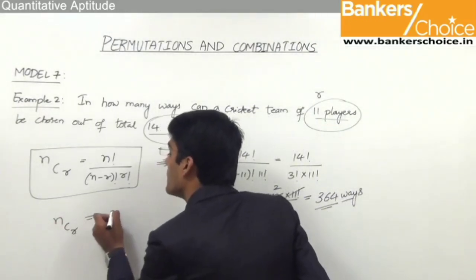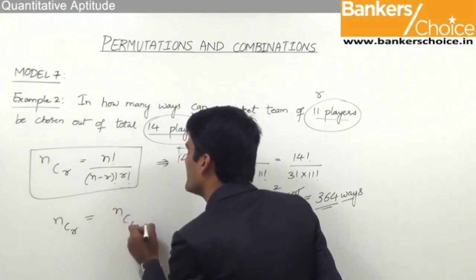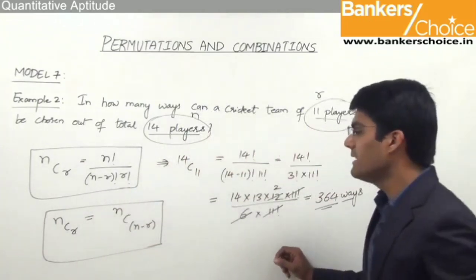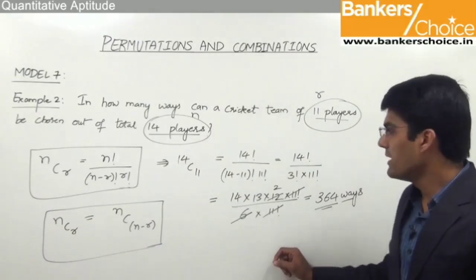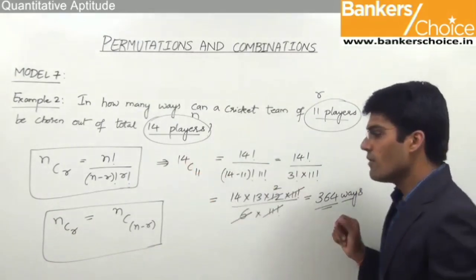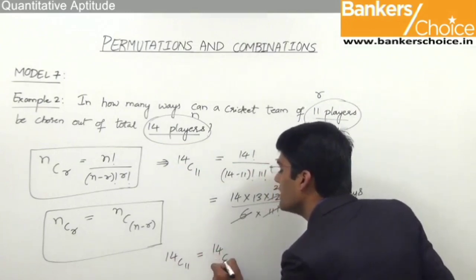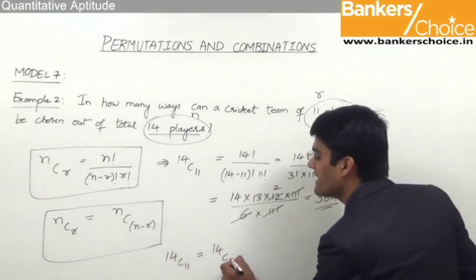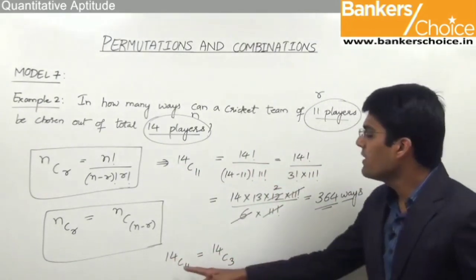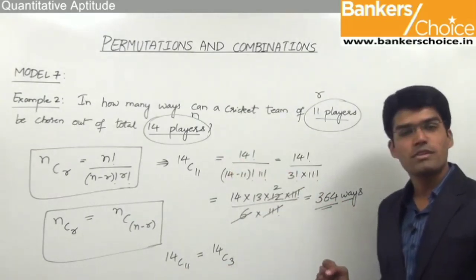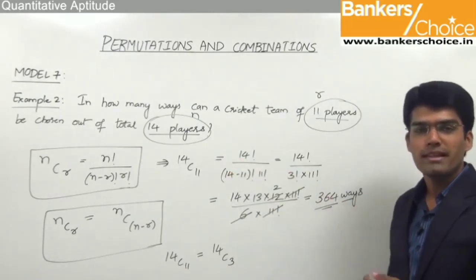nCr is always equal to nC(n minus r). nCr can always be taken as nC(n minus r). For example, here 14C11 can be taken as 14C(14 minus 11). 14 minus 11 is equal to 3. We anyway know that 14C11 is equal to 364. Let us find out what is 14C3. Even this should come out to be 364.